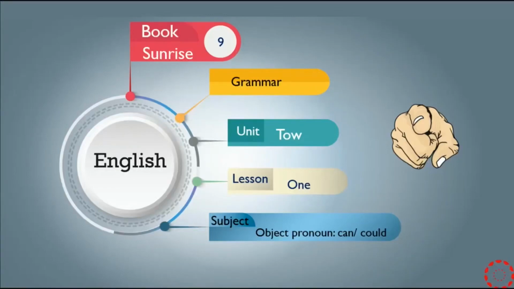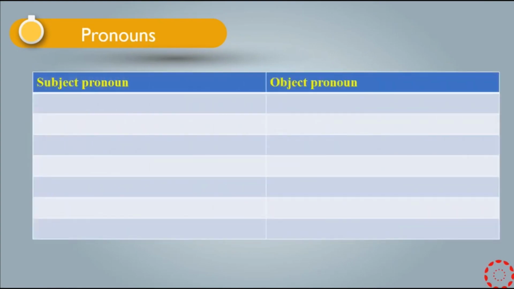Hello dear student, in Unit 2 Lesson 1 I'm going to talk about object pronouns, can, could, and direct object and indirect object. Let's begin. We have pronouns. We have subject pronouns and object pronouns. The subject pronoun will change to the object pronoun.